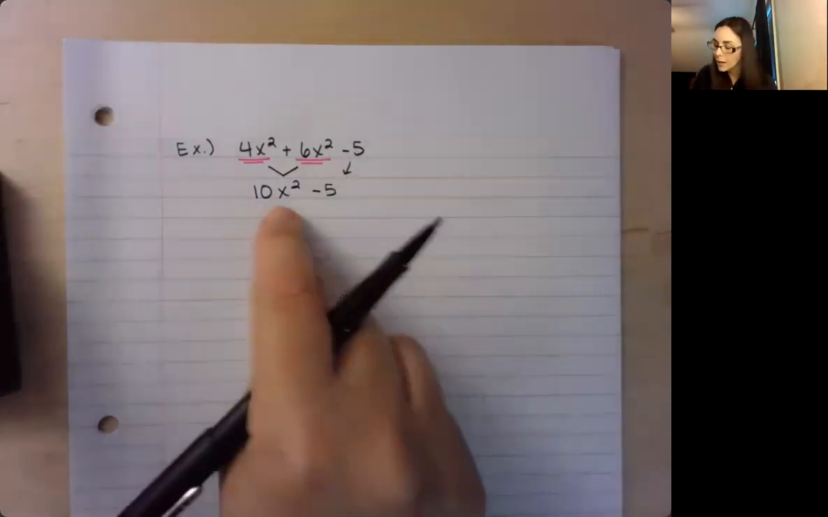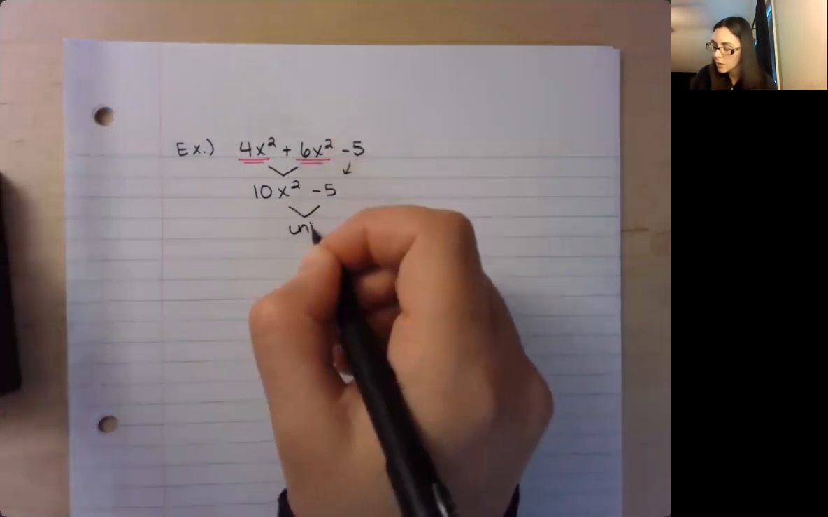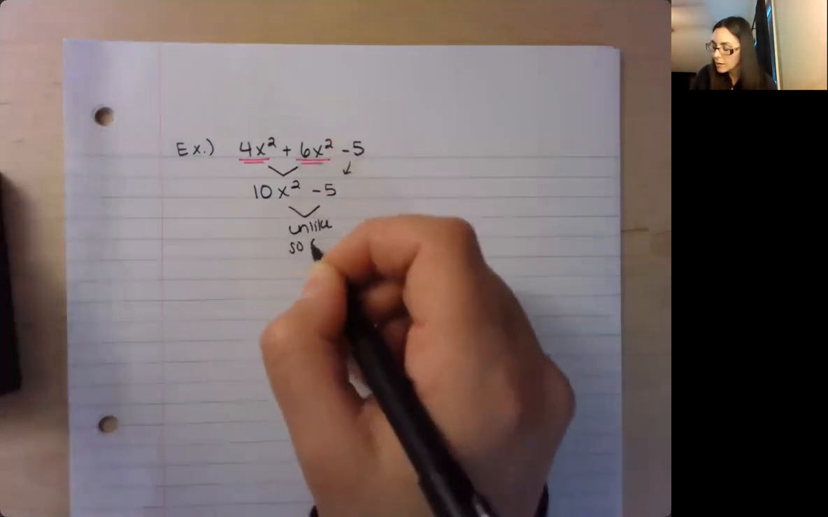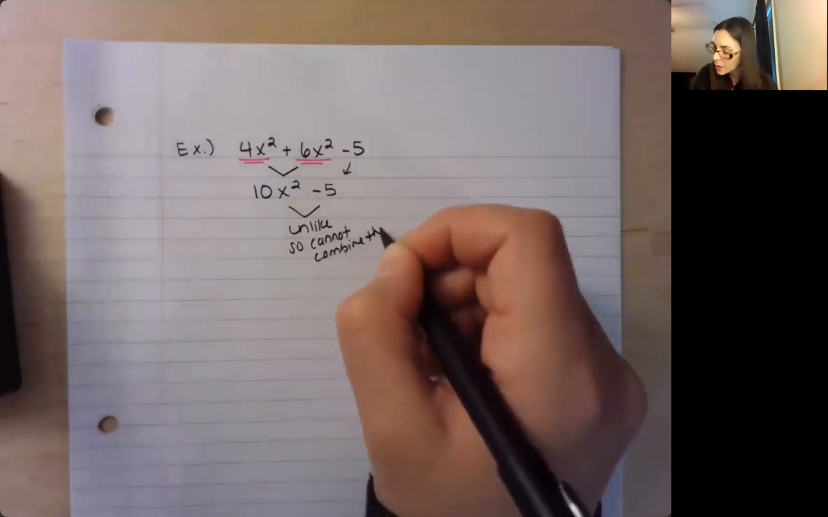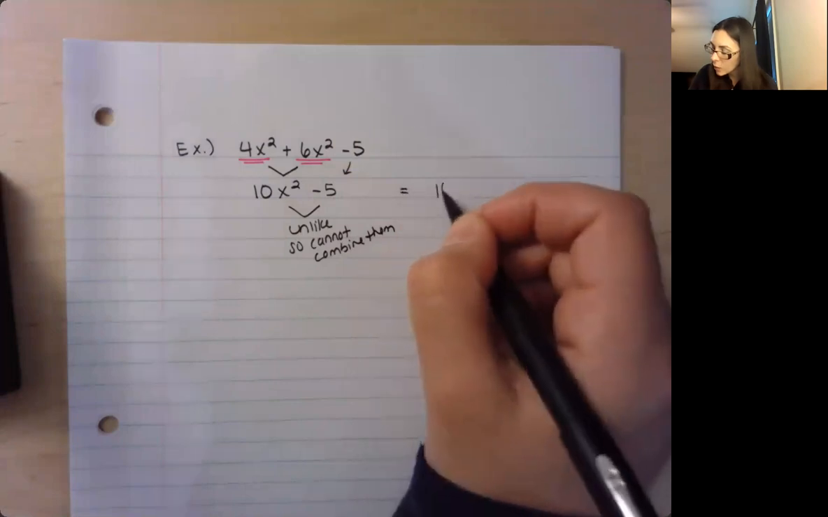Now, these are now unlike terms. So we cannot combine them. So our final answer is 10x squared minus 5.